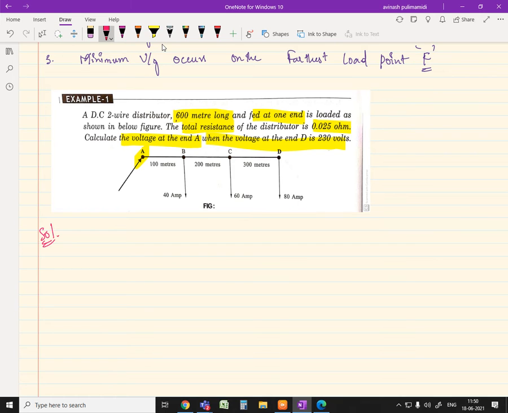The total resistance of the distributor is how much given? 0.025 ohms. But we require the resistance of the conductor per meter length.